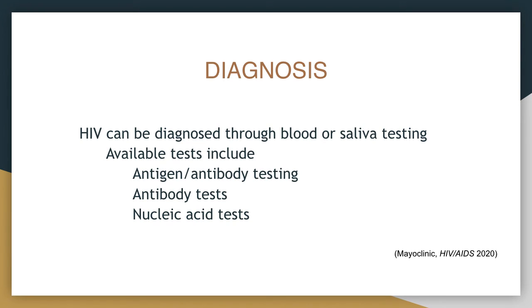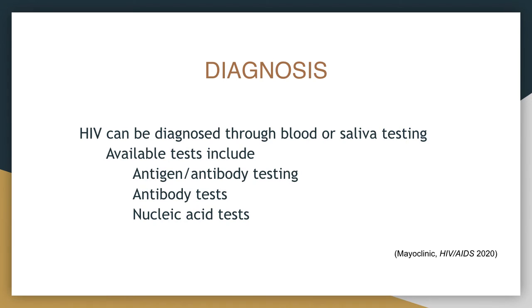The antibody tests look for antibodies to HIV in your blood or saliva. Most rapid HIV tests, including self-tests done at home, are antibody tests. Antibody tests can take 3 to 12 weeks after you're exposed to become positive.